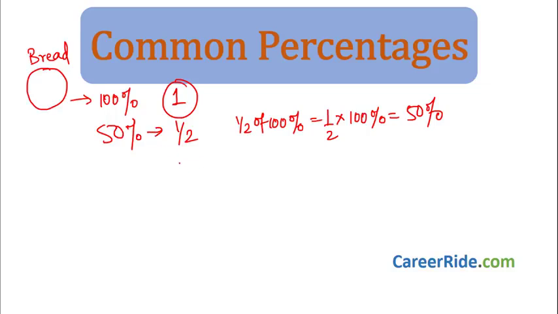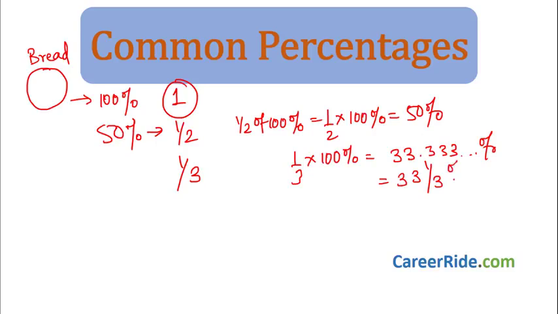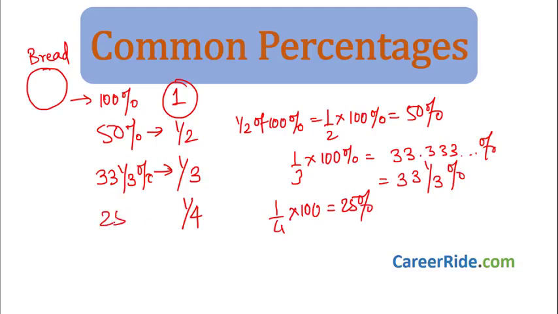In the same way, if someone says give me 1/3, then it would be 1/3 into 100%. That would be 33.3333 going on percent, or we can express it as 33 1/3%. So 33 1/3% is nothing but 1/3 of the object. If someone says give me 1/4 of the object, what would it be? 1 by 4 into 100, that is nothing but 25%. So if someone wants 25% of the object, just give that person 1/4 of the object.